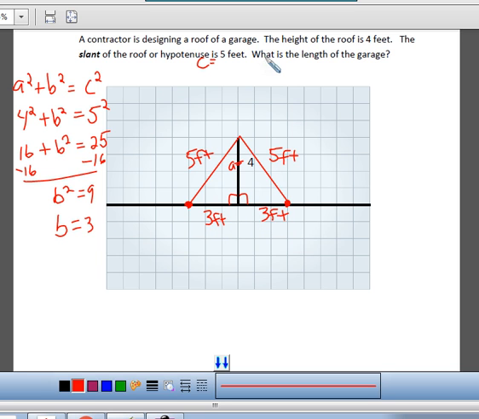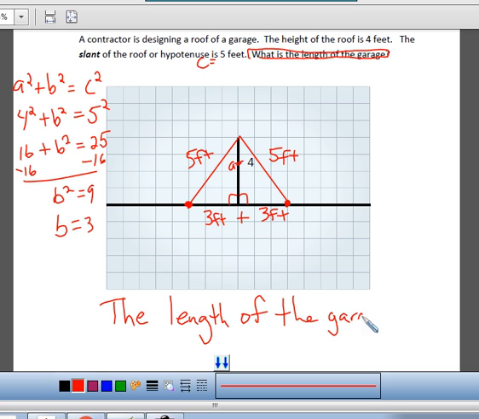So let's go back up to our question. What is the length of the garage? The height of the roof is 4 feet. The slant height of the roof is 5 feet. The length of the garage is this distance here. So we add those two numbers. The length of the garage is 6 feet. And it's so nice that it worked out to be a nice perfect square. Alright, so that's the first example. I'm going to clear the screen, so pause the video if you're not done.